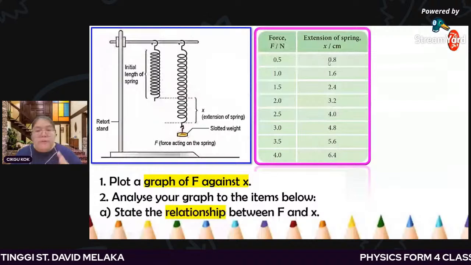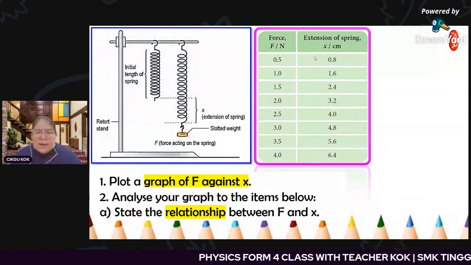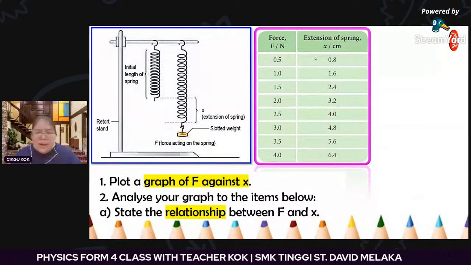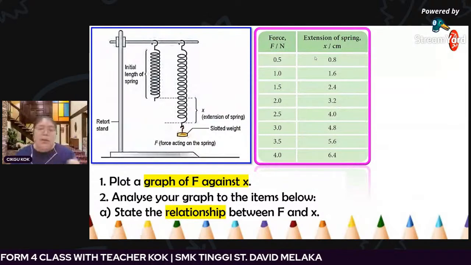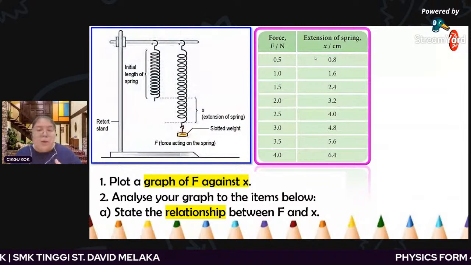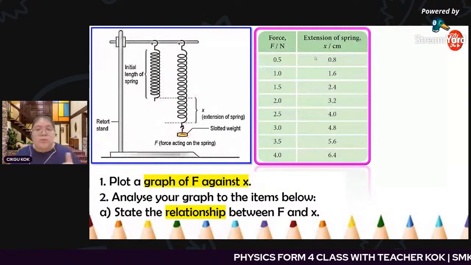Don't take numbers like 4, 8, 6. What numbers can we take? 1 to 1, or 1 to 2 also can. Then 1 to 5 also can, and 1 to 10 also can. Those are the scales for the graph because they are easy to calculate.